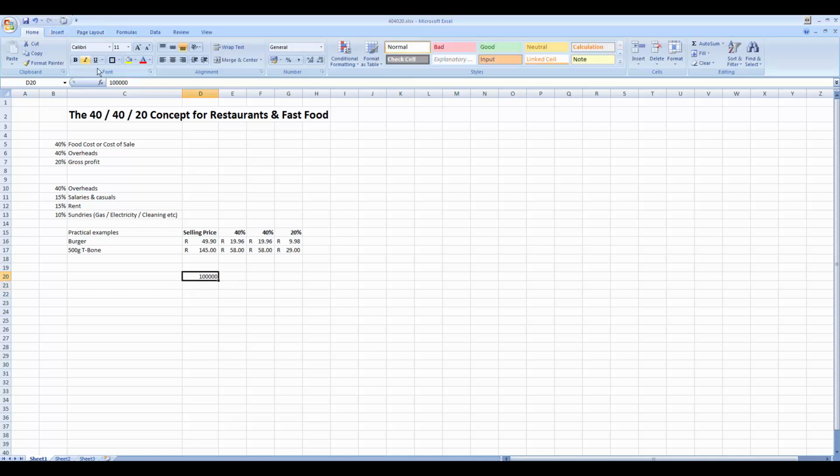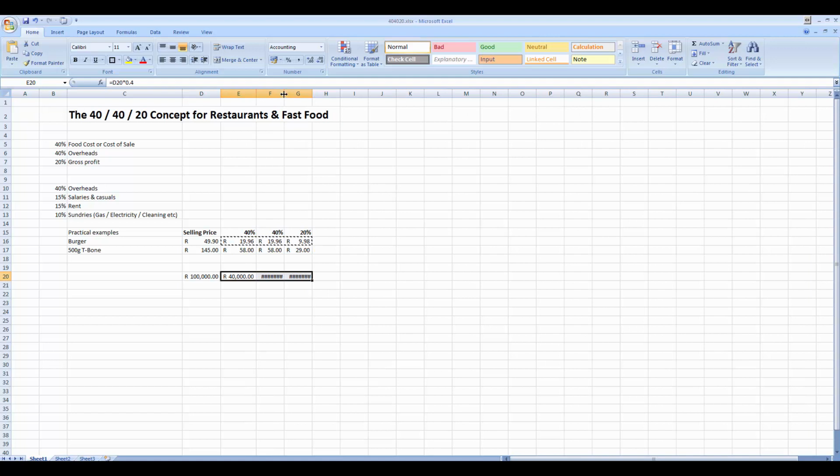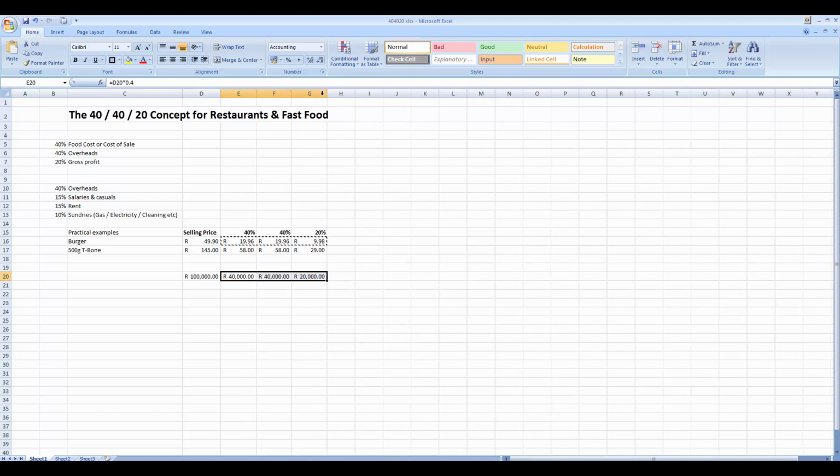Let's make it into currency so that everybody can understand we're working with numbers. And then we're going to say the same concept, 40-40-20. I'm just going to paste my little formula in there, and let's make the columns a little bit bigger. So we're saying 40,000 Rand is going to be food costs. In other words, that's what you'll have to lay out in capital to go and buy the products, the burgers, the buns, the patties, etc. Then 40% for the salaries and the rent and so forth.